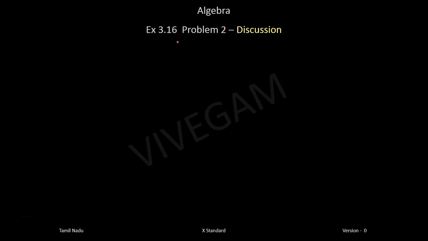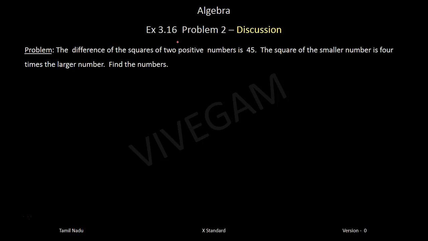Exercise 3.16 problem 2 discussion. The difference of the squares of two positive numbers is 45. The square of the smaller number is 4 times the larger number. Find the numbers. Note down this very important condition: the difference of the squares of two positive numbers is 45. The square of the smaller number is 4 times the larger number.